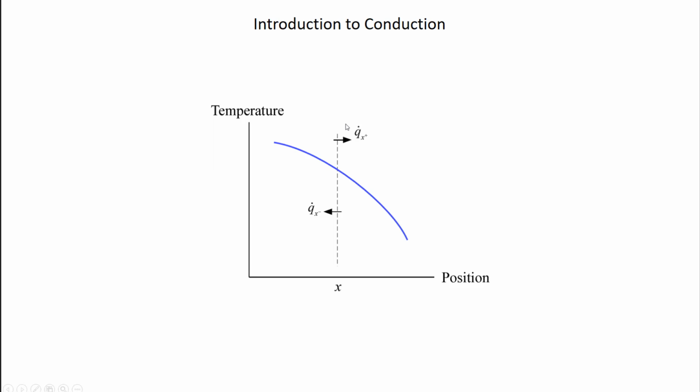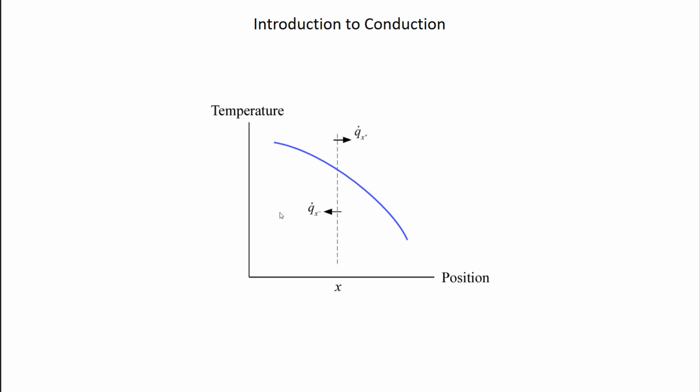We're going to think about what is the rate of energy transfer through this plane going from left to right. We'll call that q̇x+. This is related to energy carriers crossing the plane in this direction. And then what is the rate of energy transfer moving from right to left? We'll call that q̇x-. That's related to the energy carriers moving in the other direction.